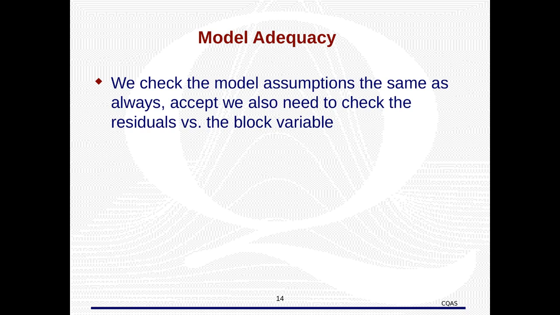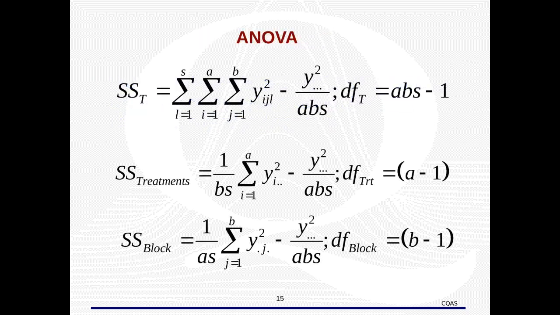If systematic patterns emerge in this plot, it suggests the blocking structure may not have adequately captured the variation we intended to eliminate. Conversely, random scatter indicates the blocks have successfully isolated extraneous variation. This verification ensures our model specification is appropriate before proceeding to formal hypothesis testing. Now we turn to the analysis of variance framework itself.